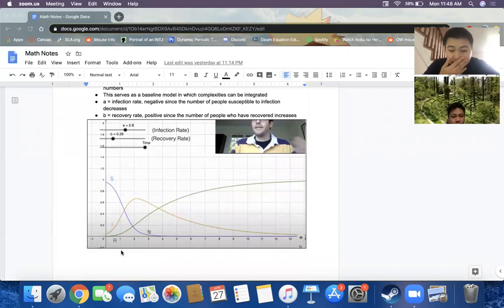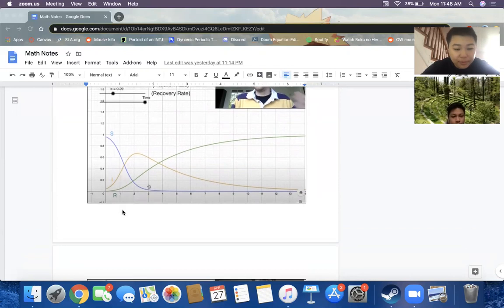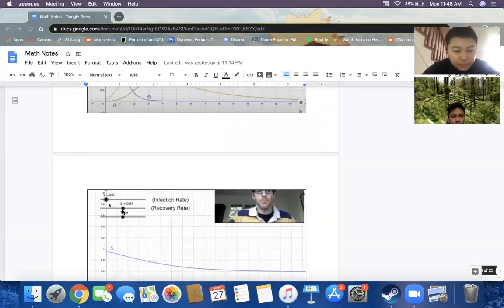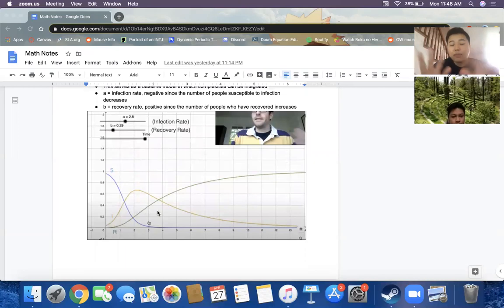So when it comes to how this actually looks on a graph, this is the general idea of how it would look. The number of people susceptible is a downward slope, so it's just going to keep going down, and eventually it's going to approach zero, because most of the population eventually gets infected or recovers. Those that are susceptible are going to go down because everyone is going to go into the different phases.